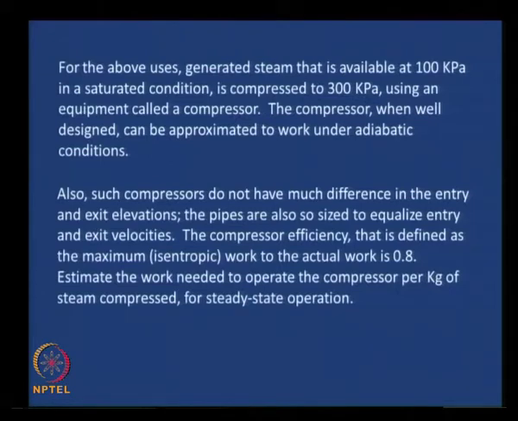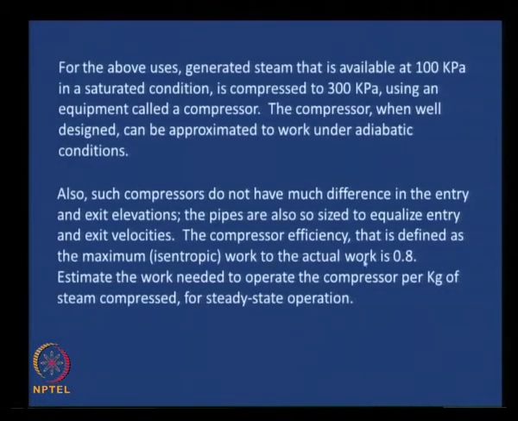Also, such compressors do not have much difference in the entry and exit elevations, ZO and ZI; there is not much of a difference. The pipes are also sized to equalize entry and exit velocities. Therefore, the small uO equals the small uI. The compressor efficiency, defined as the maximum or the isentropic work to the actual work, is 0.8.